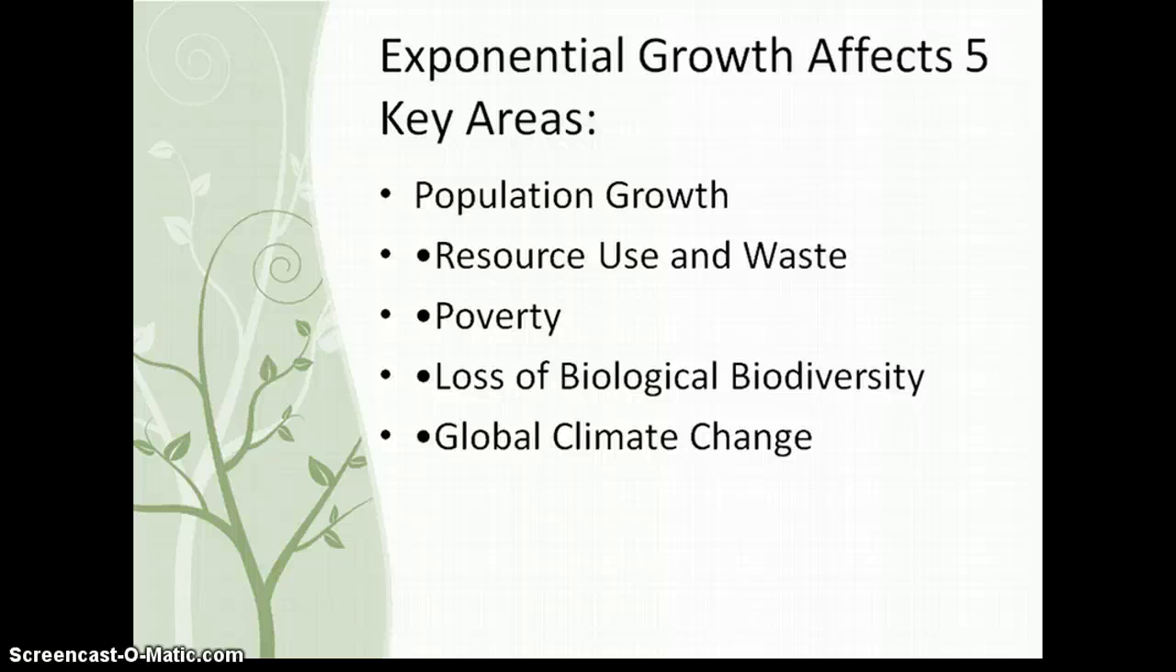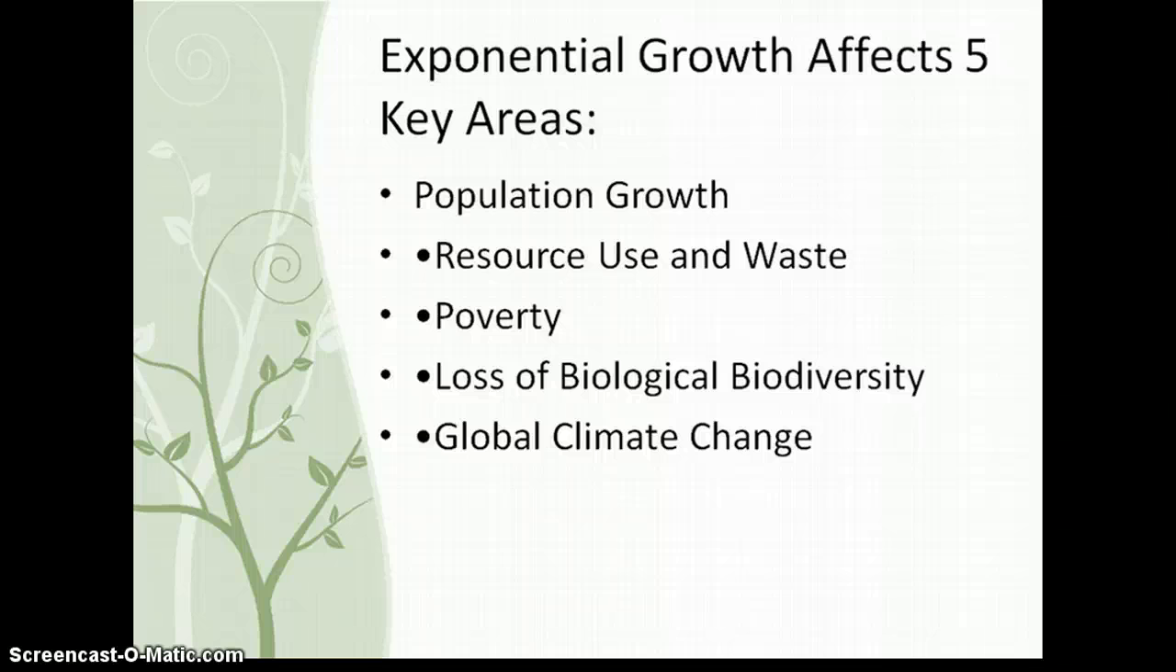Exponential growth affects poverty. The more people there are on the planet, the more impoverished many are. Exponential population growth affects the loss of biological diversity. We cut down forests, we ruin different ecosystems in order to obtain the resources we need, and many plants and animals become extinct as a result.